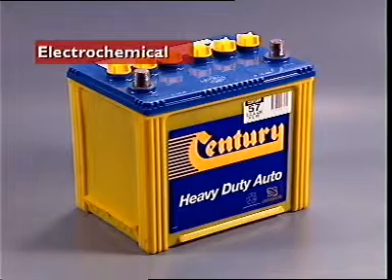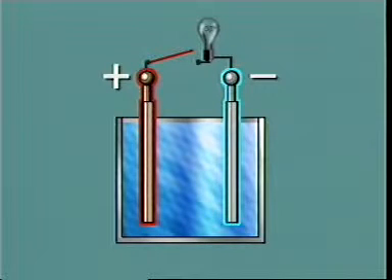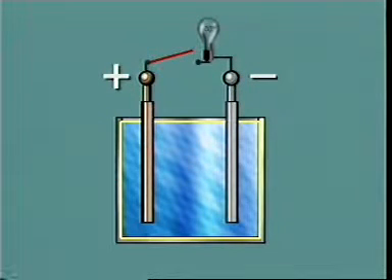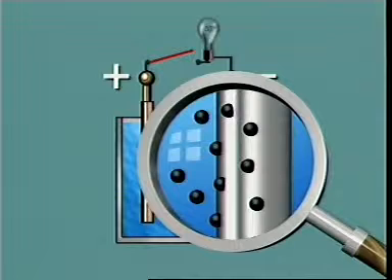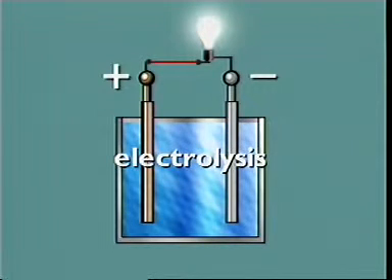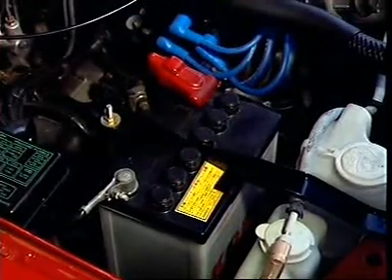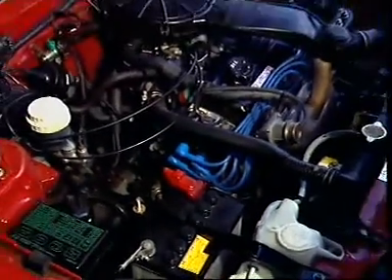This section examines producing electrical energy from chemical energy. When two dissimilar metals are immersed in a conducting liquid called an electrolyte, the breakdown of chemicals into charged particles, called ions, results in a flow of electricity. The process is called electrolysis. It is applied in the standard lead-acid battery used in most vehicles.